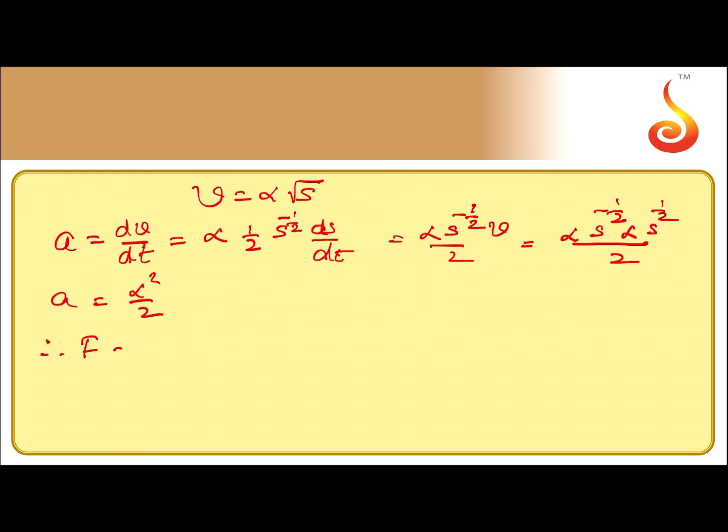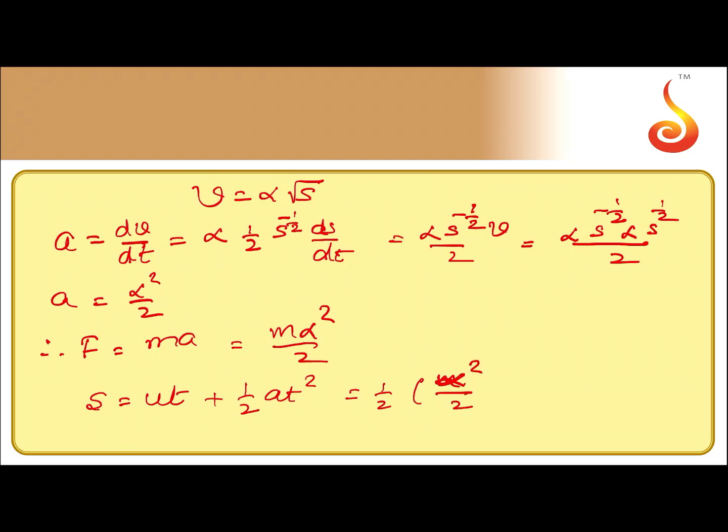Therefore, what is the force? Force is equal to mass into acceleration, that is m alpha square by 2. And now, using the equations of motion, I can find out the distance it travels, which is ut plus half at square, half into a, that is alpha square divided by 2 into t square. So what is that equal to? Alpha square t square divided by 4. That's the distance traveled.